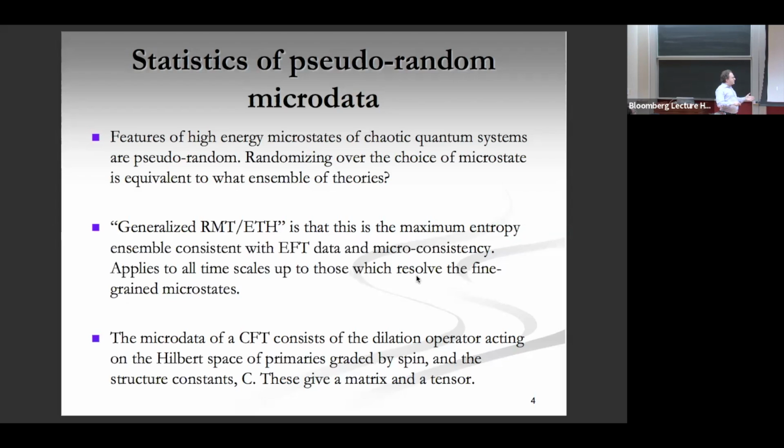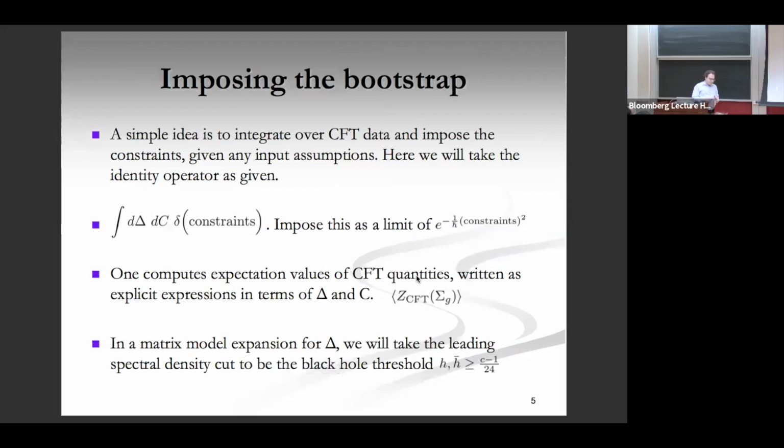And in our specific case today, we're going to discuss CFTs, and the microdata of CFTs consists of the dilatation operator acting on the Hilbert space of primaries graded by spin, and the structure constants, the 3-point functions. And so these give rise to a matrix from the dilatation operator and a tensor from the structure constants. And so those are going to be the data of the game. Okay, so that's kind of the motivation.